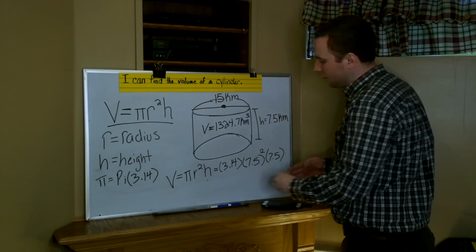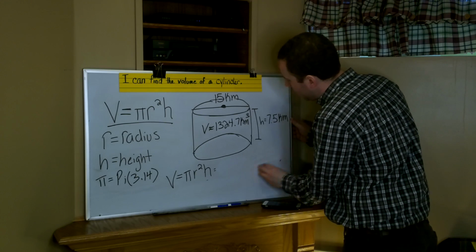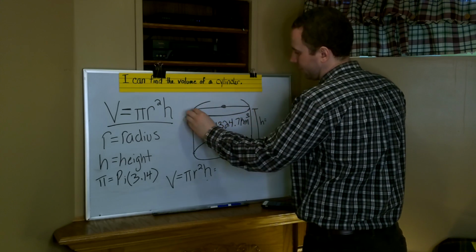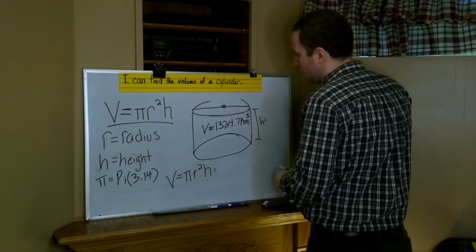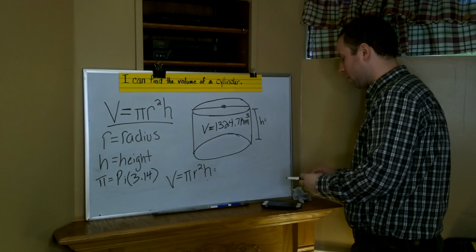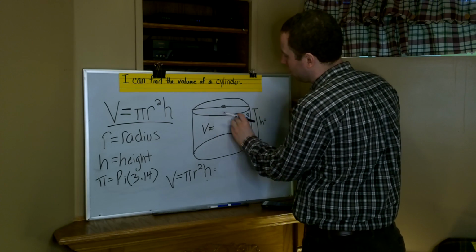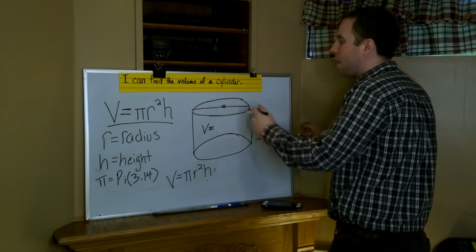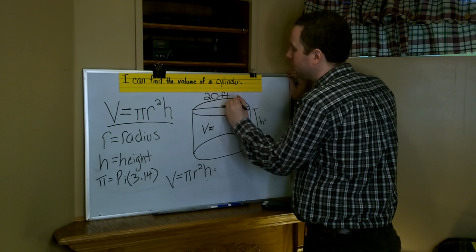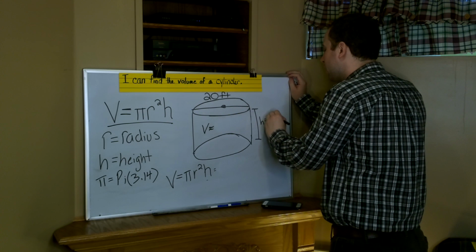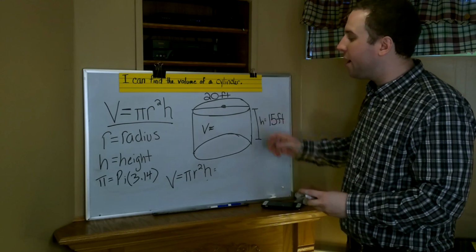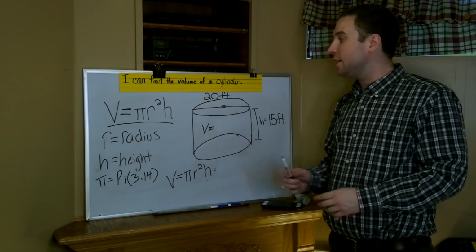All right, let's go ahead and do our exit slip, shall we? All righty. Let's say I have a diameter of 20 feet, and I have a height of 15 feet. Go ahead and pause the video right now and find for me the volume of this cylinder.